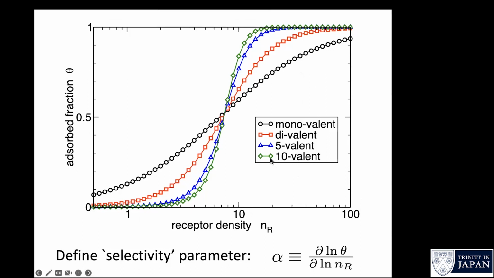If you have instead 10 ligands, so you have like the spikes of the virus, and you want to go from 10% to 90%, you see it's only like a factor 3. So you suddenly become much more sensitive to the receptor concentration. I think that's a thing that really is important.